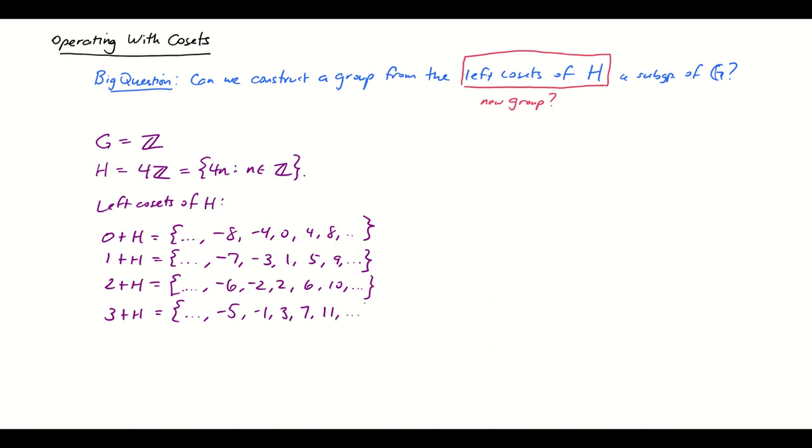You get the idea. Every integer is in one of these cosets, and these cosets are all disjoint from each other. I could construct 4 plus H, but that would be a repeat of 0 plus H. I think these make up all of the integers. These are the left cosets.